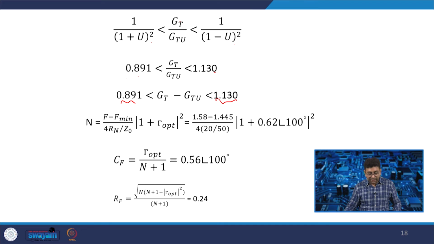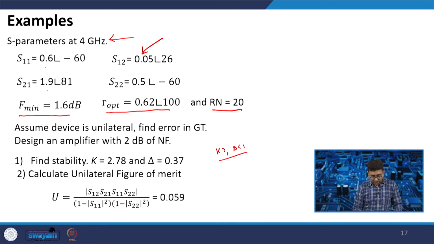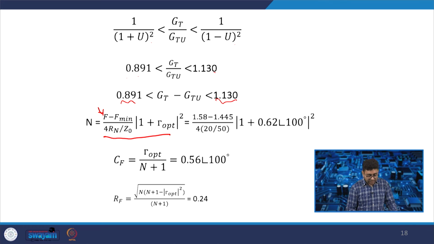So, here N which is equal to F minus F min. So, you need to first find the value of N. Now, F is given to you. So, what is the F? What is mentioned is to design an amplifier with a 2 dB of noise figure. This is the optimum minimum noise figure, but we want to design for a 2 dB of noise figure. So F minus F min by 4 Rn by Z0.